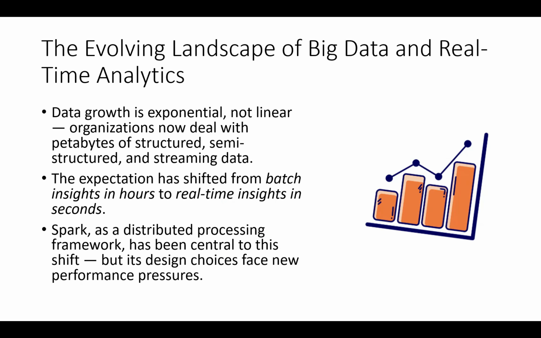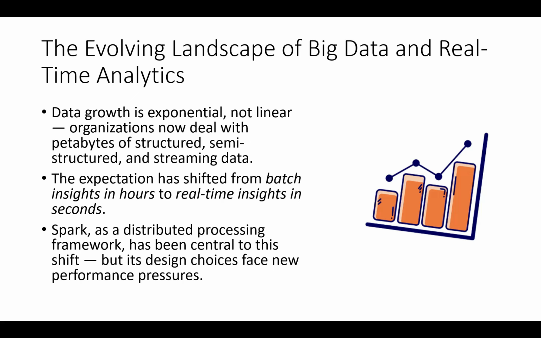So first of all, one of the biggest challenges is that the big data landscape and doing real-time analytics over it is evolving day by day. Data growth over the past decades has been exponential. It is not linear, it is not really predictable. We know that data is growing at a tremendous speed.